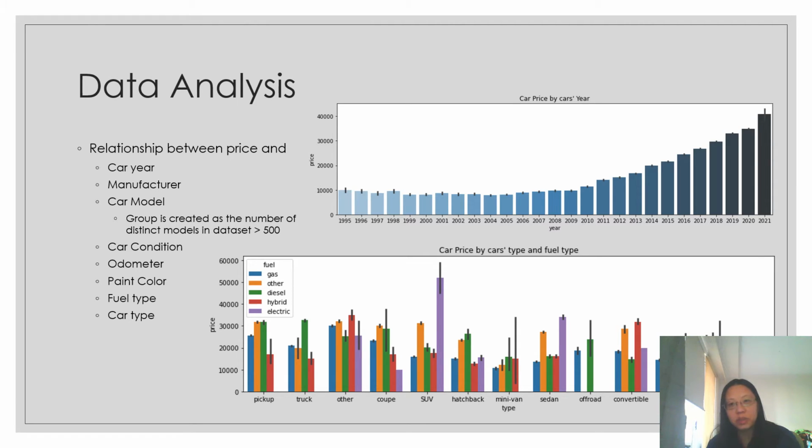As you can see, the newer the car, the more expensive the car. The bottom one is the car price by the fuel type. As you can imagine, there will be different car prices for different fuel types. It is not usually hybrid or electric, the new technology, that will be more expensive. In some cases, for pickup trucks for example, hybrid and electric would be cheaper than the gas and the diesel.